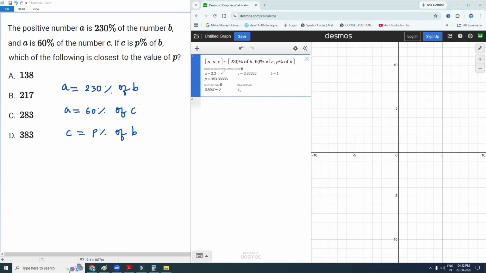The value of P is 383.333. Now, in the given answer choices, we have to get the value which is closest to the value of P over here. So, in answer choice D, we have 383, which is closest to this value, 383.333. So, the correct answer choice for this question is D.